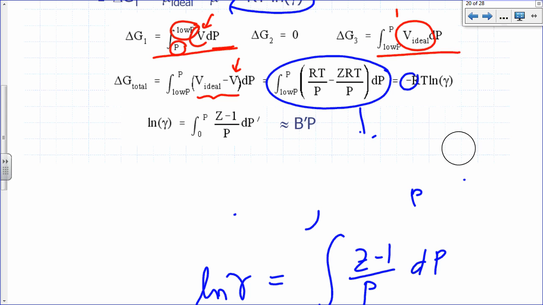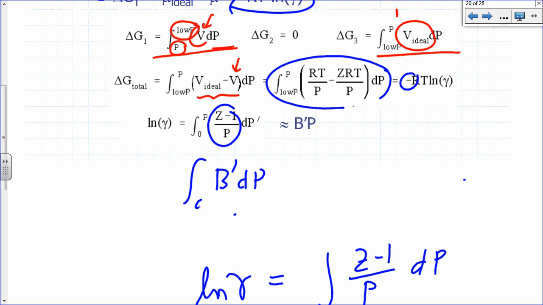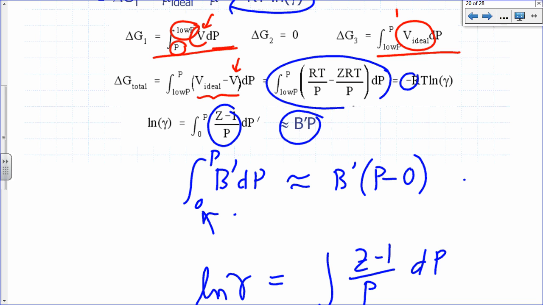So this is just B prime dP from 0 to P. I'm just going to make my low pressure 0, take the limit of that at low pressure. Okay, and then so that's just going to be equal to B prime P minus low pressure, which is going to be 0. So it's just B prime P.